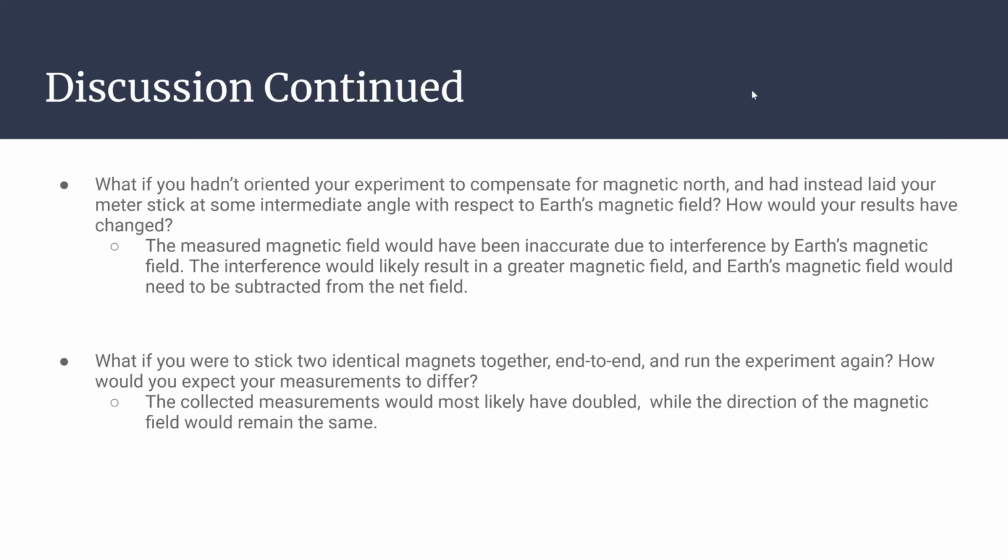So in the discussion: what if you hadn't oriented your experiment to compensate for magnetic north and had instead laid your meter stick at some intermediate angle with respect to the Earth's magnetic field? This would have caused the measured magnetic field to be inaccurate due to interference by Earth's magnetic field. And this interference would likely result in a greater magnetic field, and Earth's magnetic field would have to be subtracted from the net field. And then what if we were to stick 2 identical magnets together end to end and run the experiment again? The collected measurements would likely have doubled or just increased, but the direction of the magnetic field would remain the same.